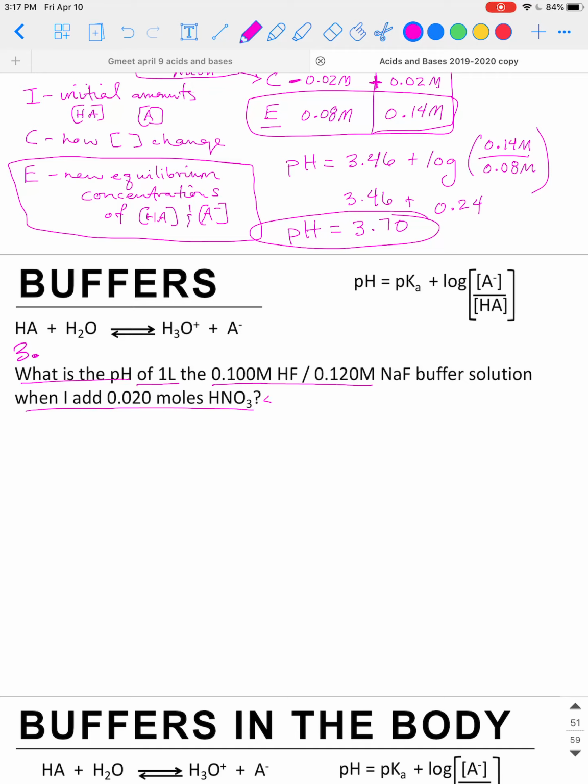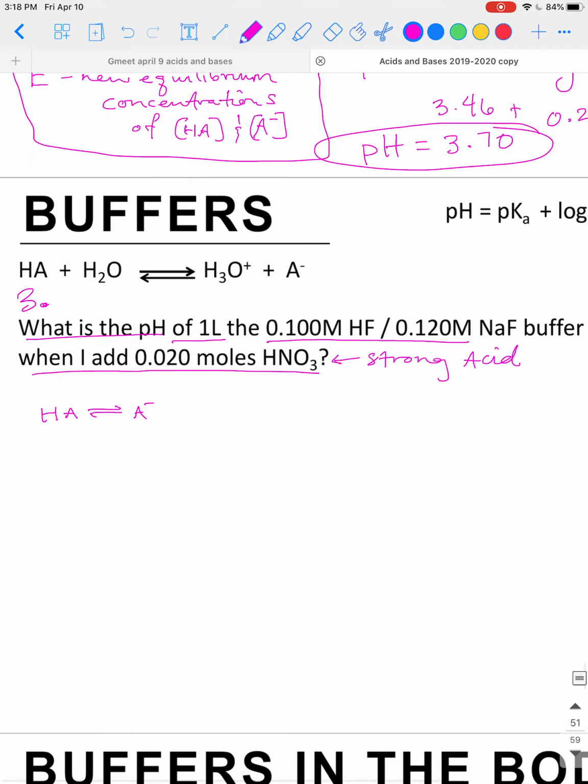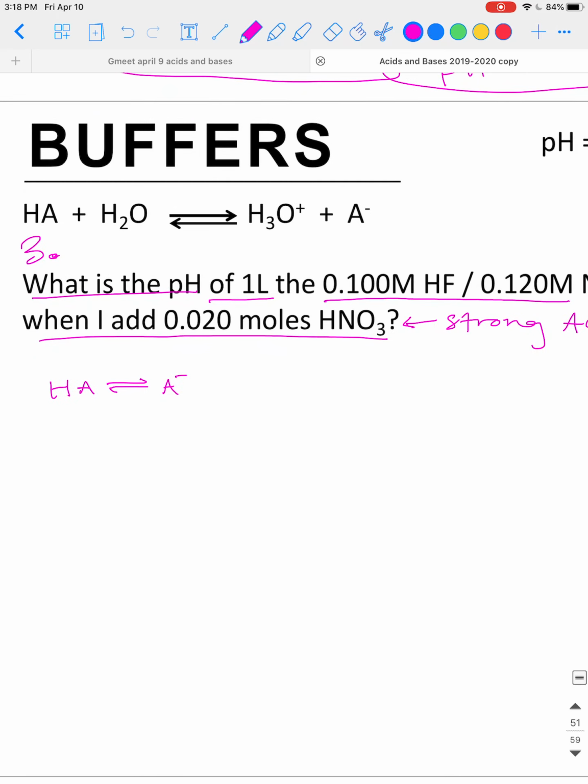So now we're going to play through a scenario where we add a strong acid, HNO3. This is a strong acid. Remember, you'll have the table of acids and bases and their strengths on the exam, so you could go look at that. So if we're adding a strong acid, let's draw out our little diagram. HA is at equilibrium with A minus. This is our buffer system. How does it respond when we add HNO3?